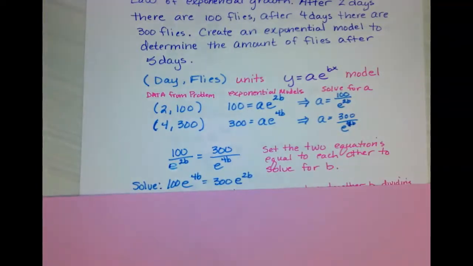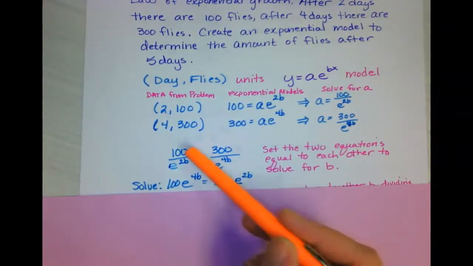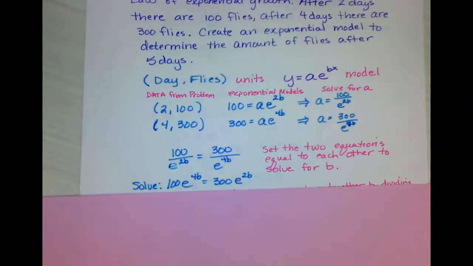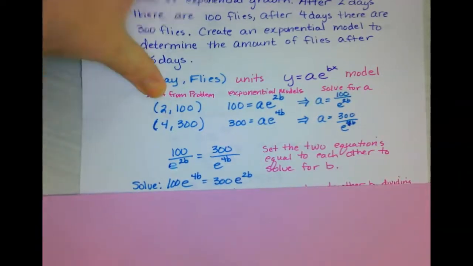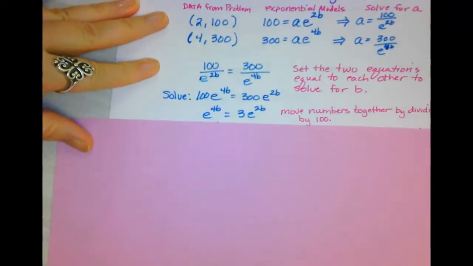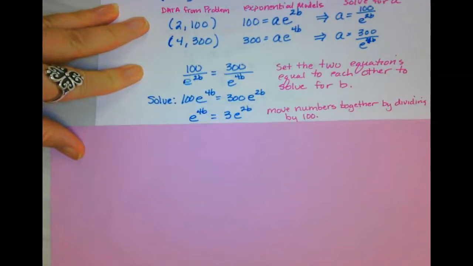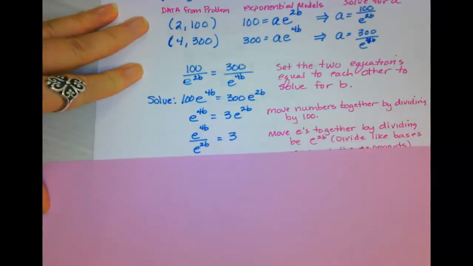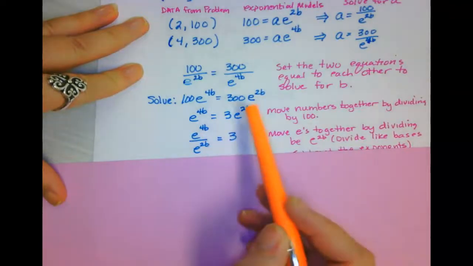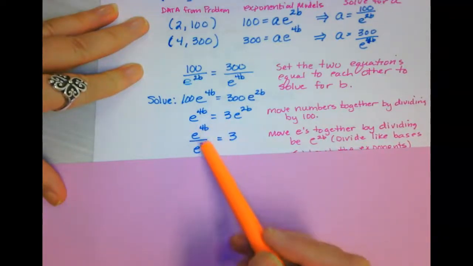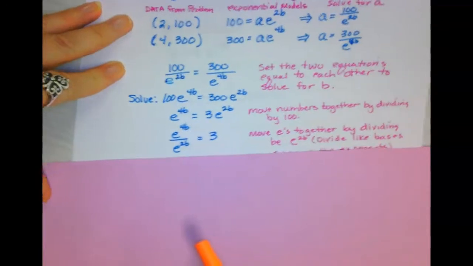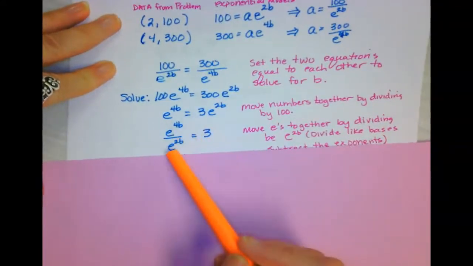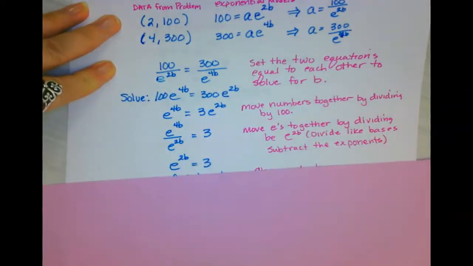So how do we solve for B? We have to get the B's out, so I solved it proportionally. I got 100 times this equals 300 times that, so that got my B's out from the denominator of the fraction. And then I divided both sides by 300 so I could get the numbers together. And then I divided both sides by e to the 2b to get the 3 by itself here and get the b's together on the same side of the equation. And we know from our exponential rules that if I'm dividing like problems that have like bases, then I can subtract the exponent, so that becomes 4 minus 2, which is 2b, which equals 3.